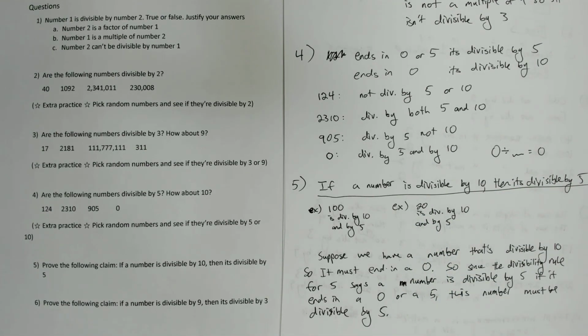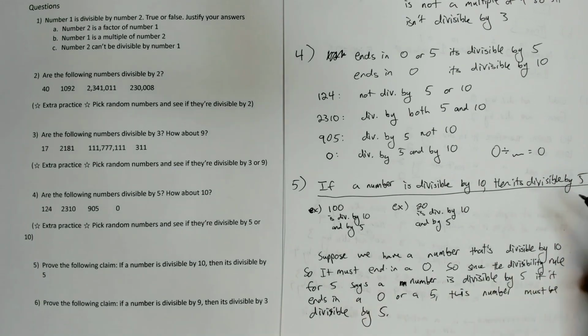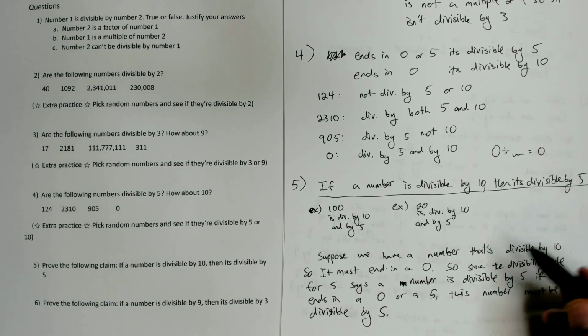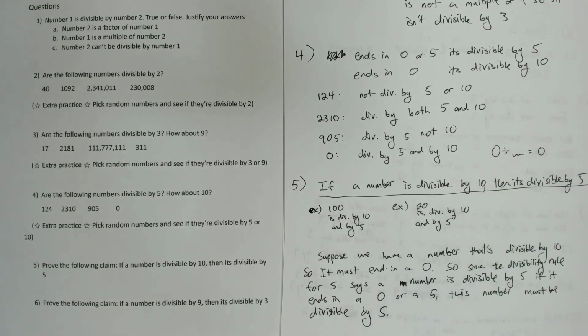So because the divisibility rule for 10 is basically included in the divisibility rule for 5, we basically get guaranteed that, hey, any number divisible by 10 is also divisible by 5. And we show that's true by looking only at the divisibility rules here.